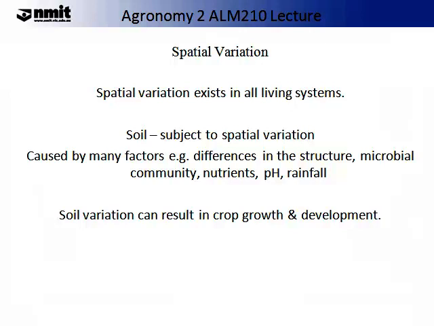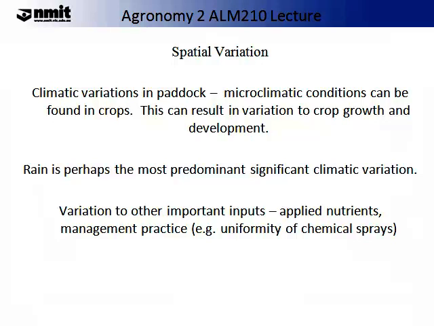With variations in soil, crop growth and development variations can result. Climatic variations can occur in the paddock, and this can depend on the topography of the surrounding area, but also the topography of the plants. Often you will see microclimate conditions. These can result in variation to crop growth and development, and perhaps the most obvious are those of the edge effects. Rain is perhaps the most predominant significant climate variation found.